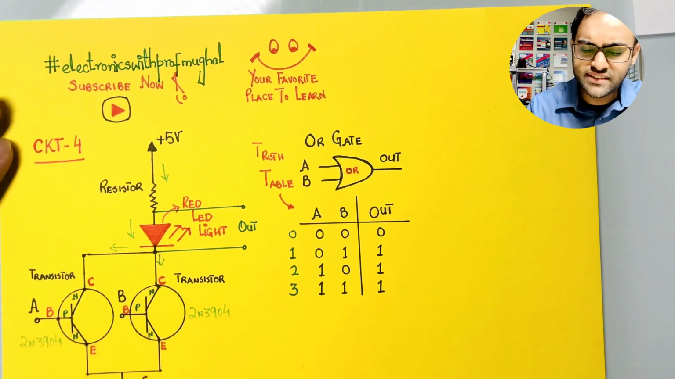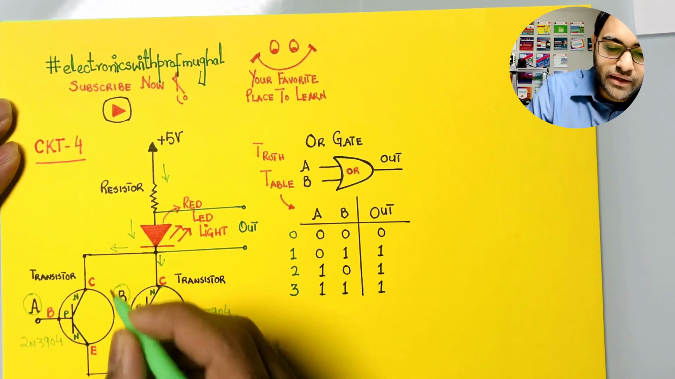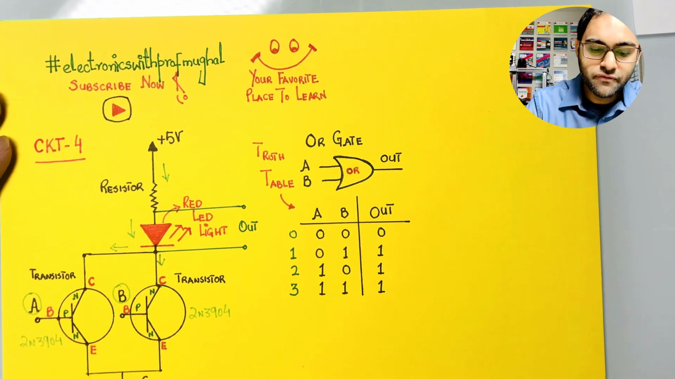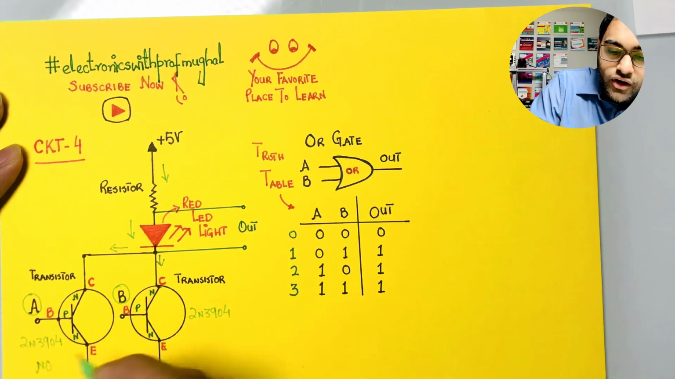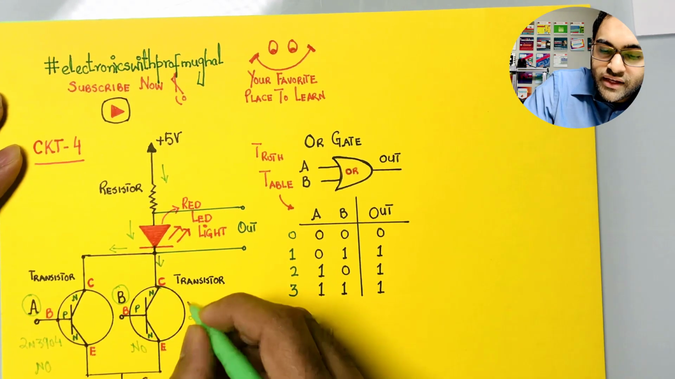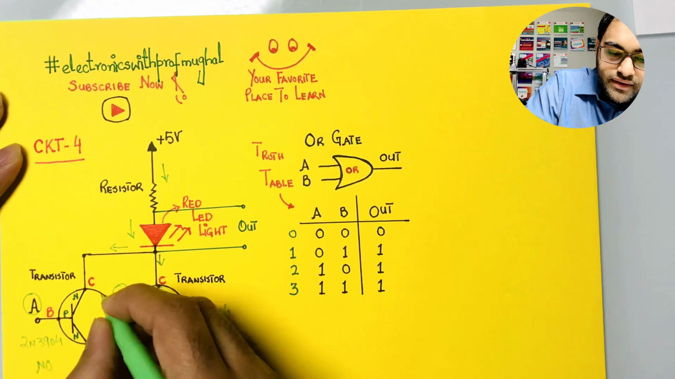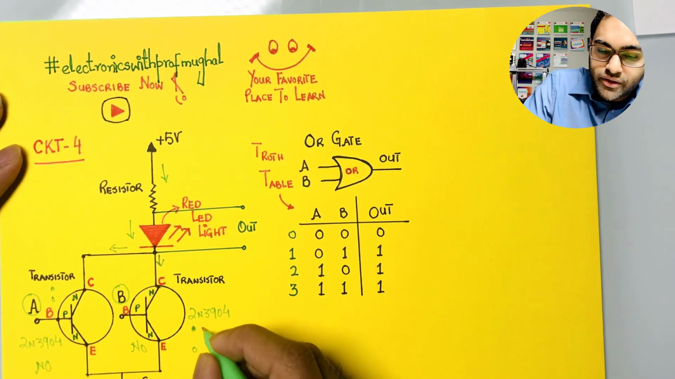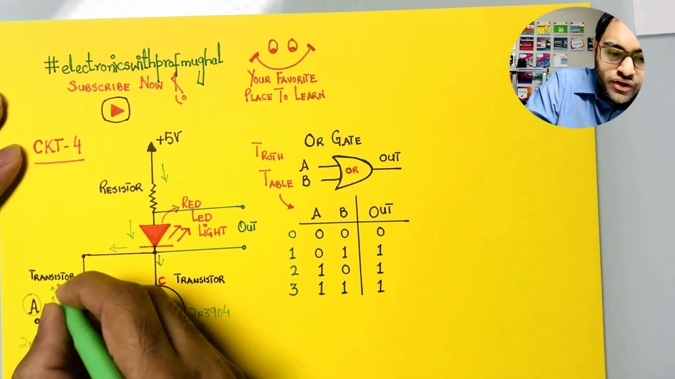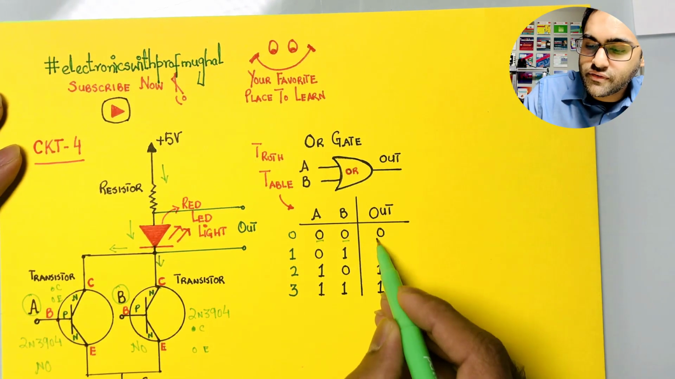Now the base is connected to switches or push buttons, which I have labeled A and B. Right now, initially, both of them are normally open, so there is a disconnect here between the collector and the emitter terminal. So no current is going to flow, therefore 0, 0 is going to give you 0.